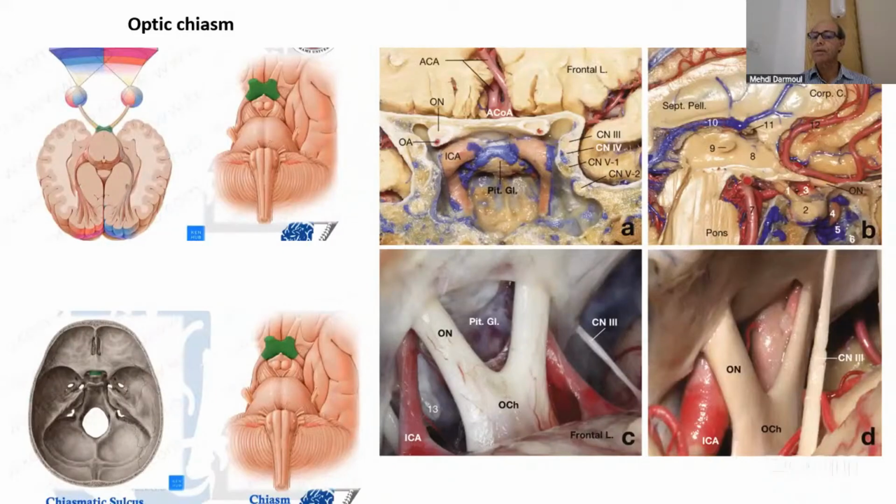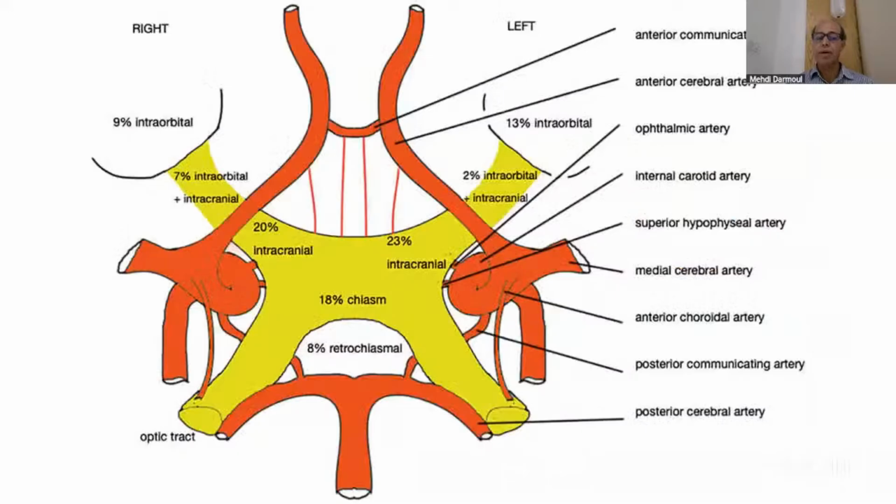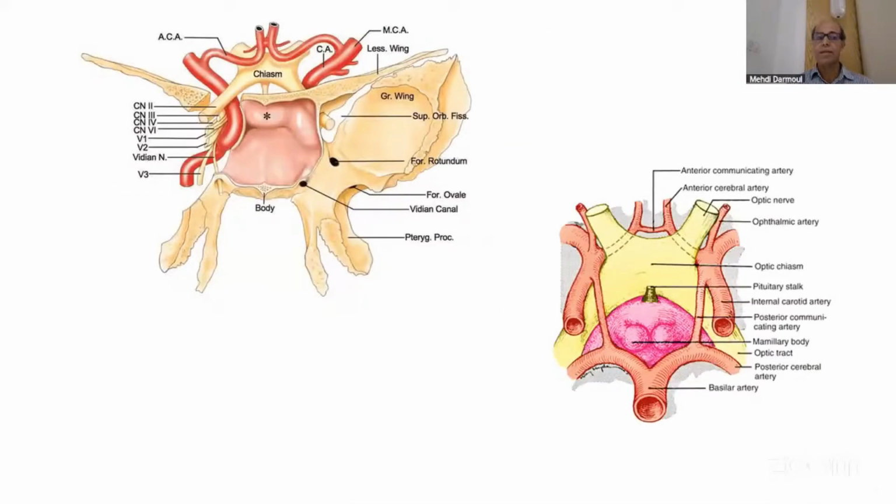Another view of the optic chiasm. The blood supply comes especially from the anterior communicating artery, the anterior cerebral artery, the internal carotid artery, and especially the branch of the internal carotid artery, the superior hypophyseal artery. You can see also the relation of the chiasm and optic nerve with the suprasellar structures, especially with the vessels, and also with the pituitary stalk and the mammillary body.